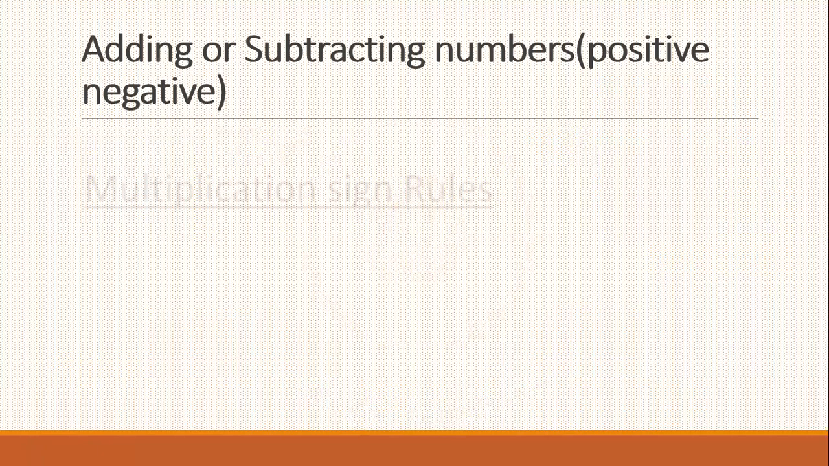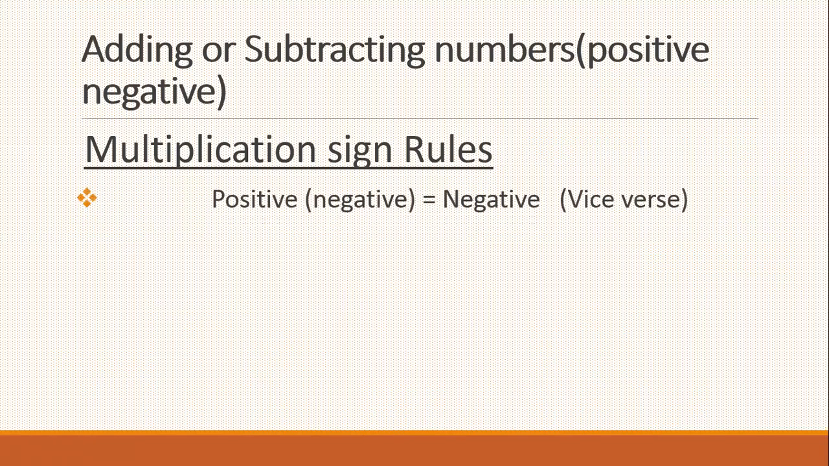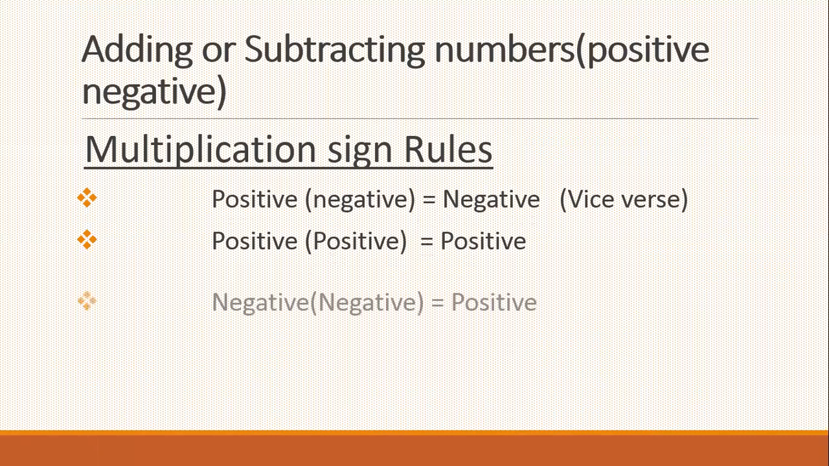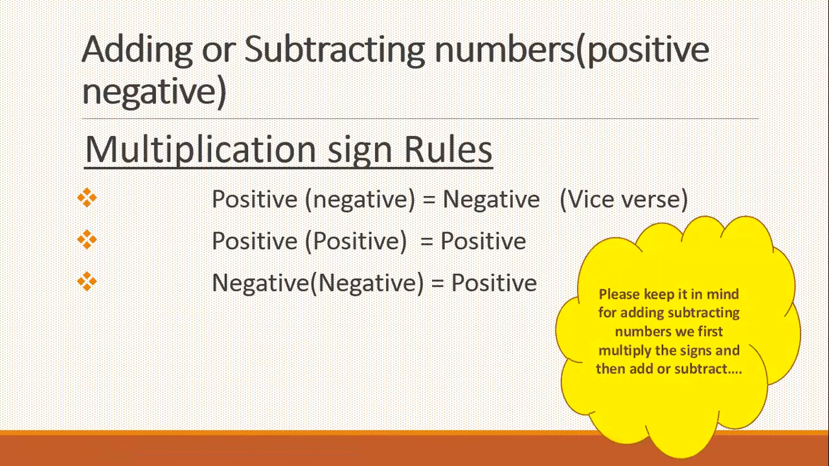Now we are adding or subtracting numbers. Before adding or subtracting numbers, we should know the multiplication sign rules. If one number is positive and the other is negative, and we are multiplying a positive and a negative sign, the sign is negative. If we are multiplying positive and positive, the answer has a positive sign. If we are multiplying a negative number with a negative number, the sign of the answer is positive. So it means that positive, negative, plus minus is minus; positive, positive, plus plus is positive; negative, negative, minus minus is positive. Please keep it in mind.